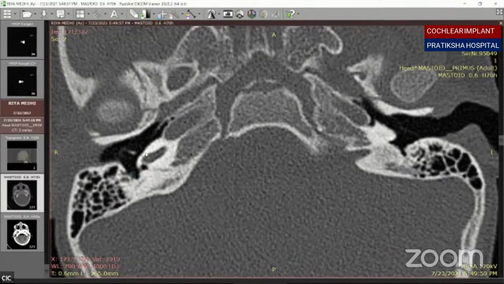Now, as the round window started appearing here, we can also note another thing of importance, that is the internal carotid artery. We have to note that there is an adequate thickness of bone between the basal turn of the cochlea and the internal carotid artery. We can see that there is an adequate thickness of bone here.